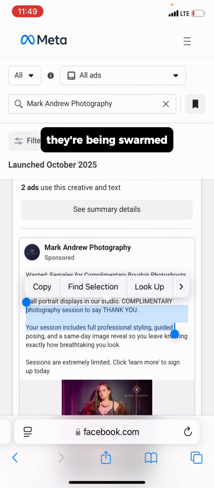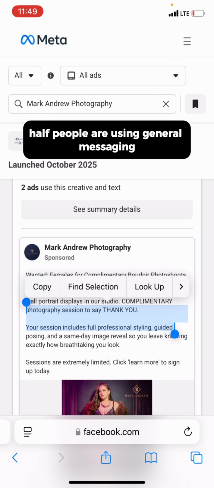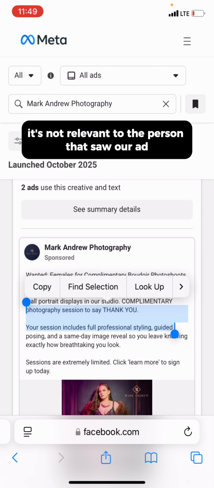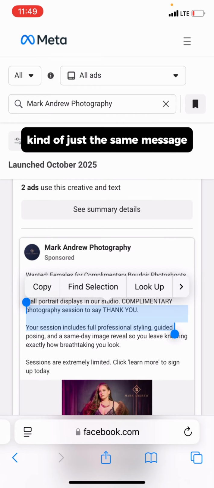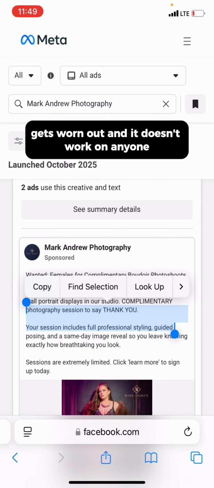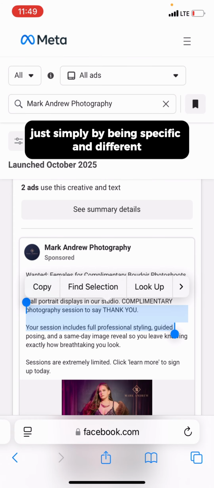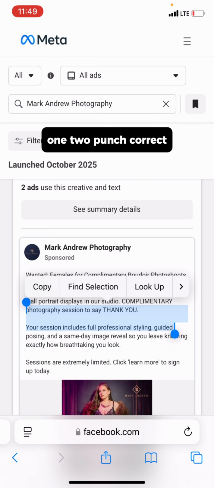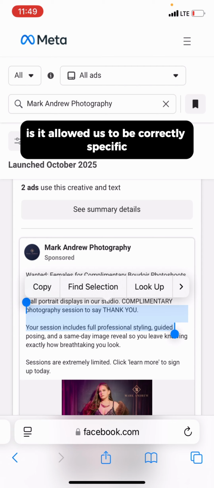Literally, they're being swarmed. And guess what? Everyone's using general messaging. Well, half the people are using general messaging, half are copying everyone else's templates. So either A, the message is broad, it's not relevant to the person that saw our ad, or B, it's just the same message, because everyone's using the same template, gets worn out and it doesn't work on anyone. So 5% we stand out just simply by being specific and different, but 95% we need to get the 1-2 punch correct.